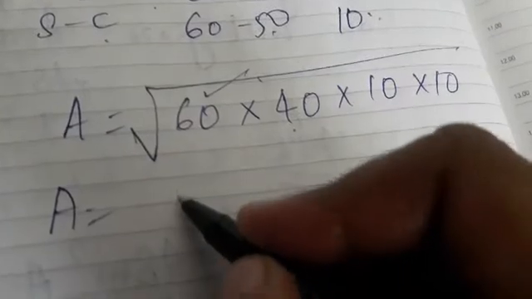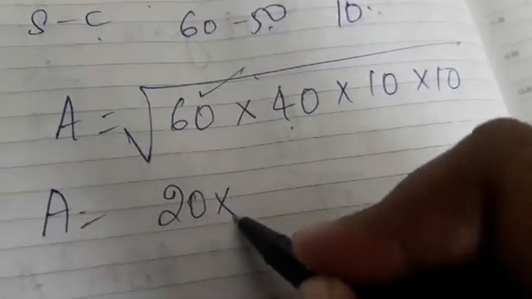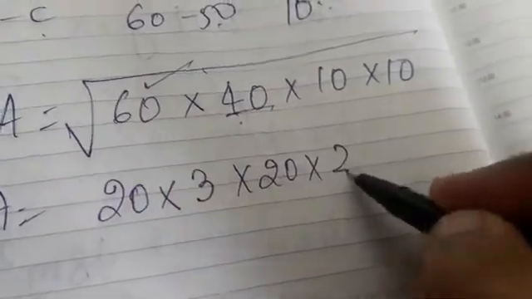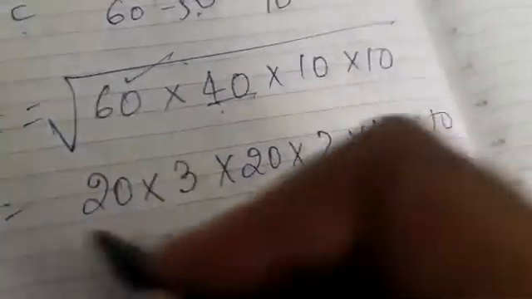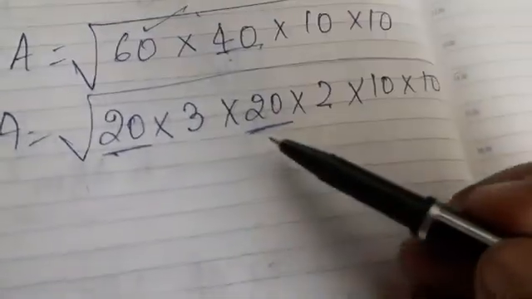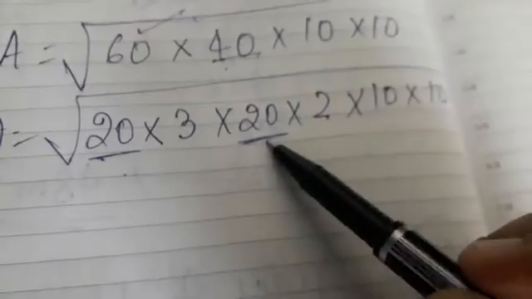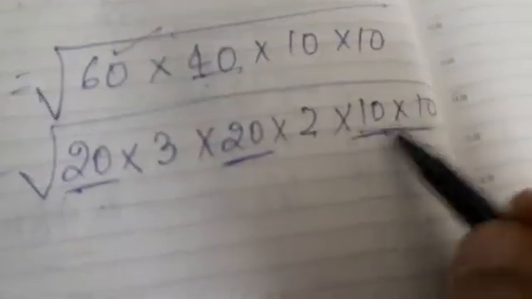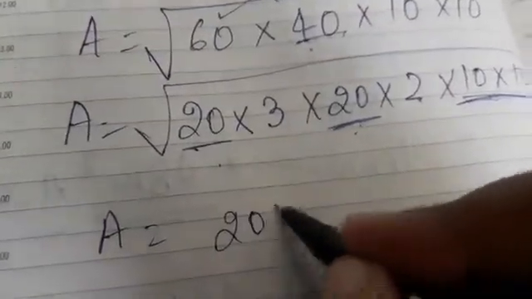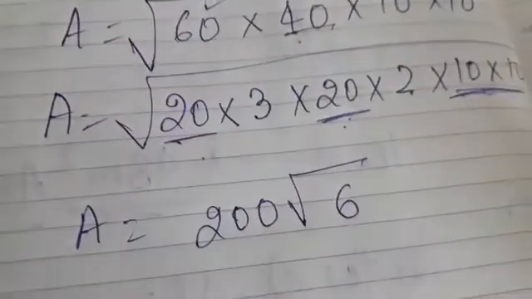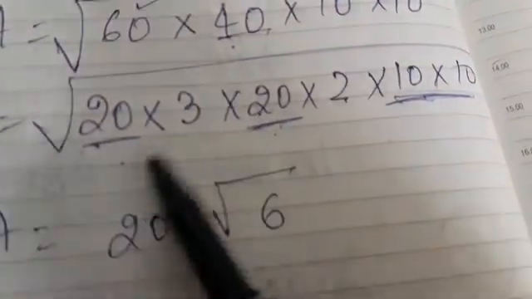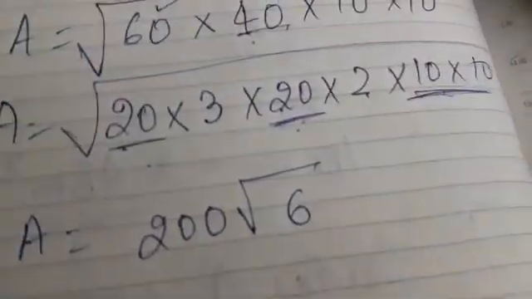Therefore, 60 I can break it up and write 20 into 3. 40 I can break it up and write 20 into 2, and 10 into 10. Now as you can see, children, here 20 is forming a pair. We can further simplify and find the answer. Here also it will give you a correct answer. So this is also one pair. So 10 into 20 will be outside the square root. So that will be 200 root of 6.